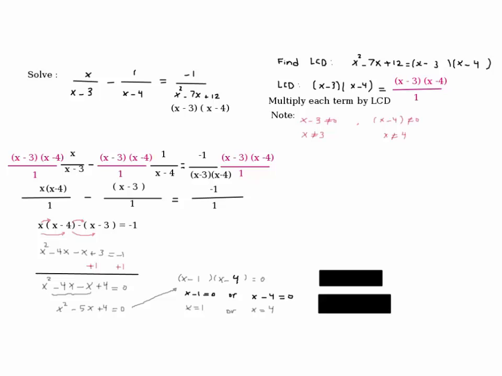Can I accept both of these as our solutions? Yes or no? Anyone with the mic? Okay, Chelsea says we can only accept 1, not 4. You're absolutely right, because we already established that x cannot be equal to 4, so this cannot be a solution. So in this case, we would say x is equal to 1, so we only have one solution here.